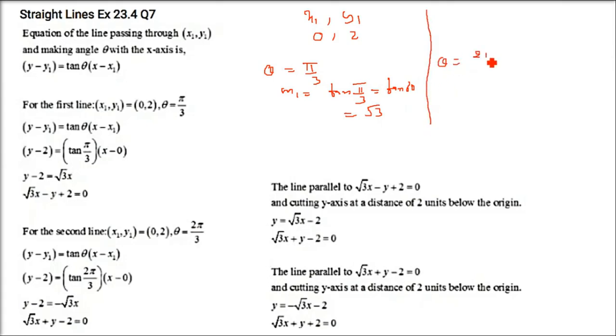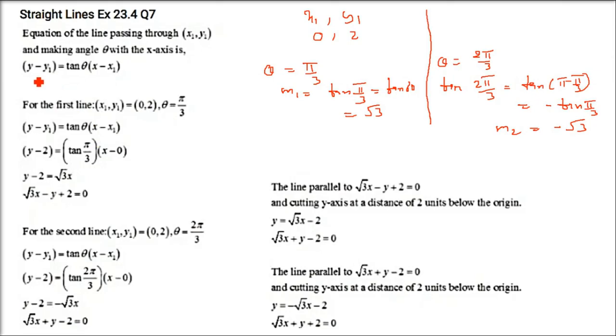Now coming to theta, which is given as 2π/3. Tan 2π/3, you can write it as tan of pi minus π/3, since this is from positive direction of x-axis. Tan 180 minus theta is minus tan theta. So minus tan π/3, which is minus √3. So m you have got in both the cases. You also have x1 and y1. You want one point through which the line passes, and also you need m, and that is how you are going to get the equation.